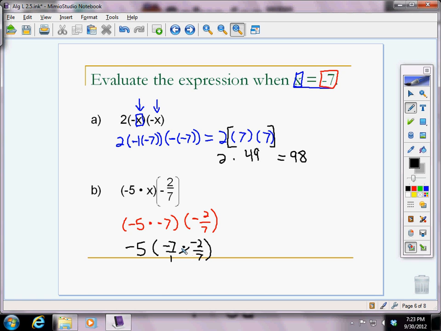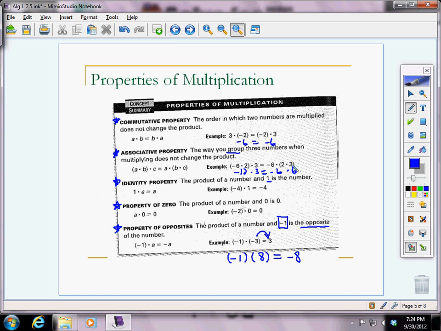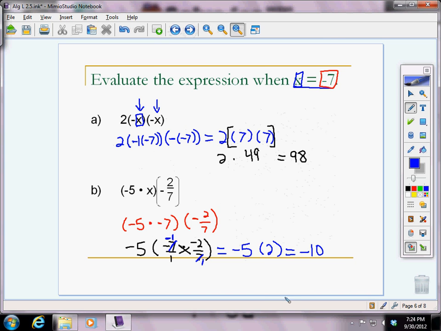Cross reducing. What do 1 and negative 2 have in common? Nothing. What do negative 7 and 7 have in common? Well, they have a 1 in common. So 7 goes into negative 7 negative 1 times. 7 goes into 7 one time. What that becomes is negative 5, just 1s in the bottom, so negative 1 times negative 2 is a positive 2, and that equals negative 10. Again, if you would have done negative 5 times negative 7 and gotten 35, then 35 times 2 divided by 7, making it negative there, you would have got the same answer. But just by using our associative property, moving our grouping symbols, we can maybe solve this a little bit easier in our head.